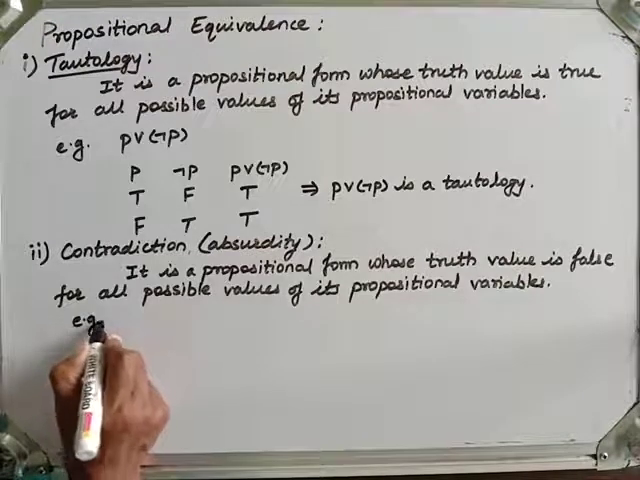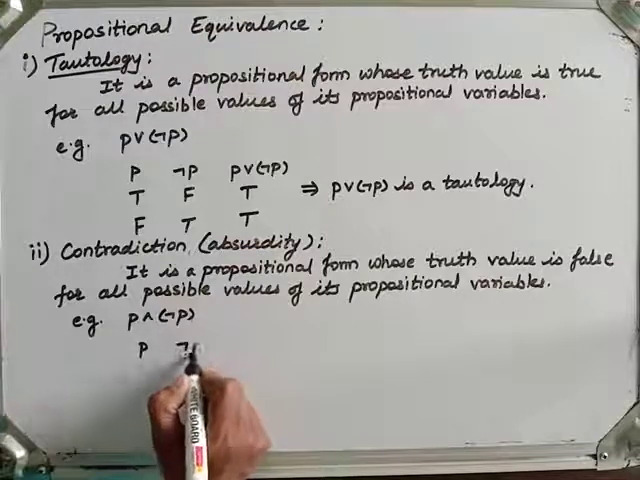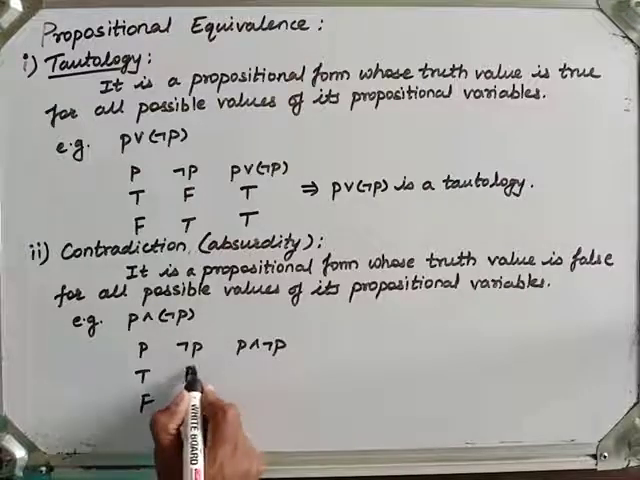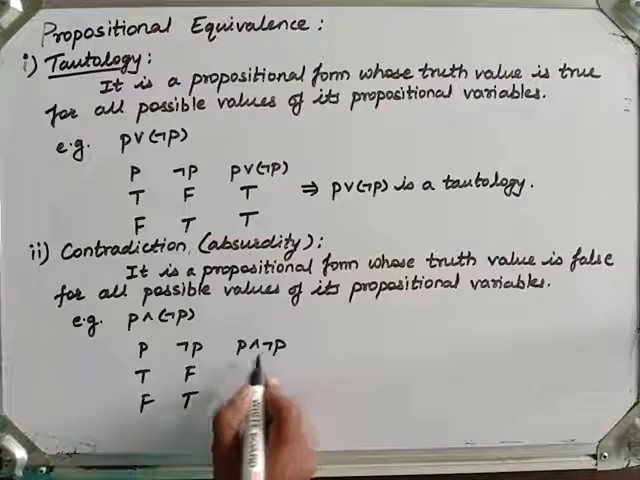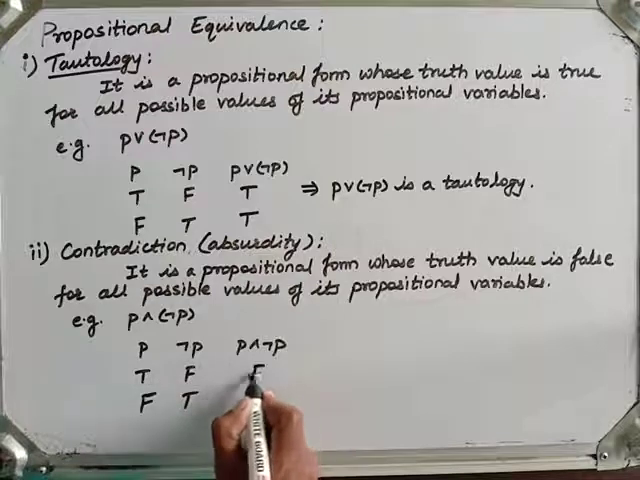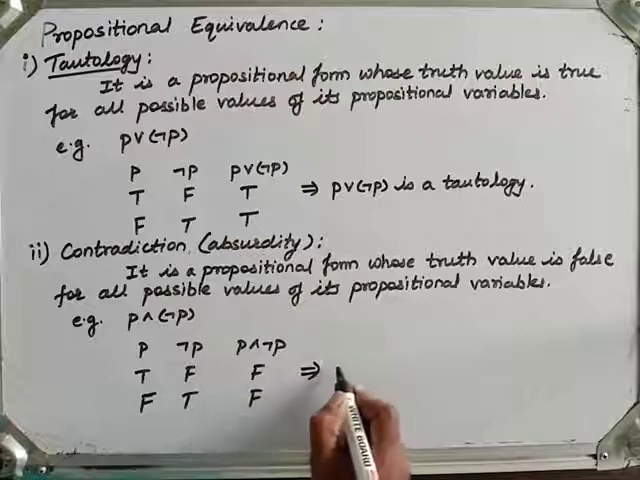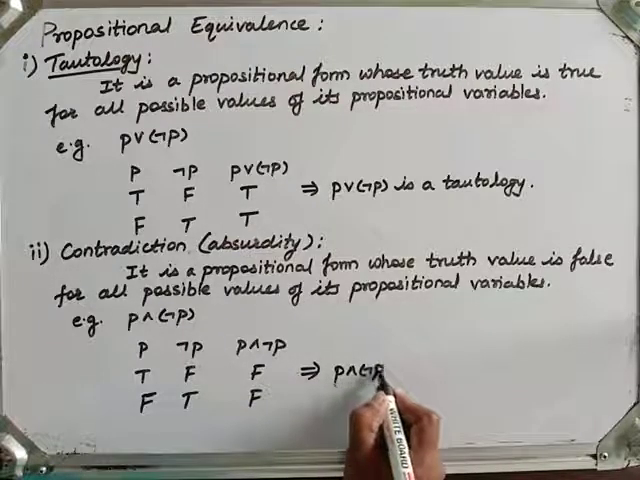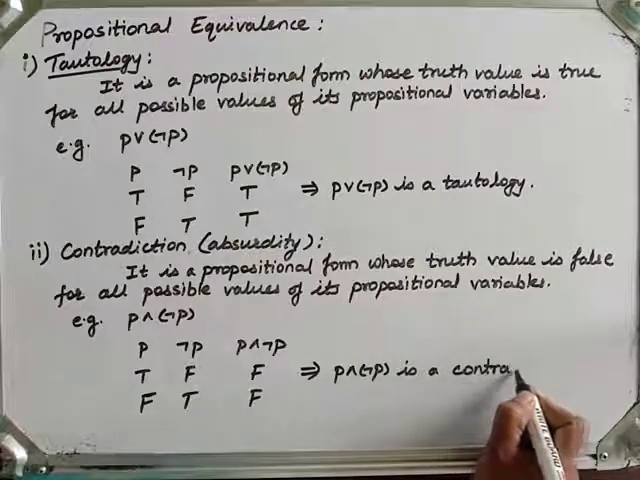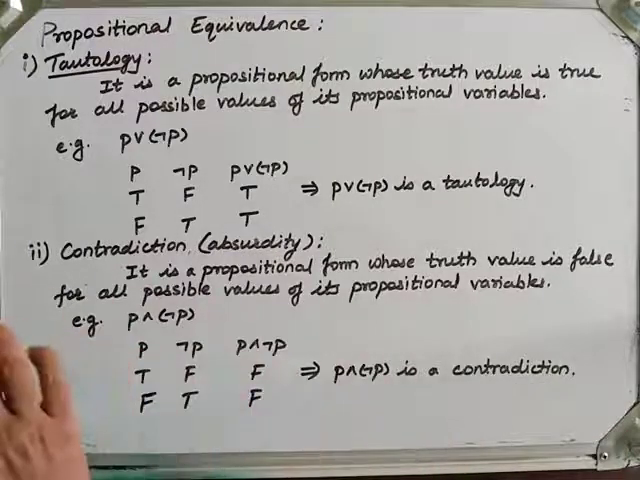For example, P and negation P. So P, negation P, P and negation P. So true, false, false, true. Now and here, conjunction is that there. So it is true only when both are true. So true and false will give false, and here also it is false. So all the truth values are false. So this implies P and negation P is a contradiction, and also it is an absurdity.